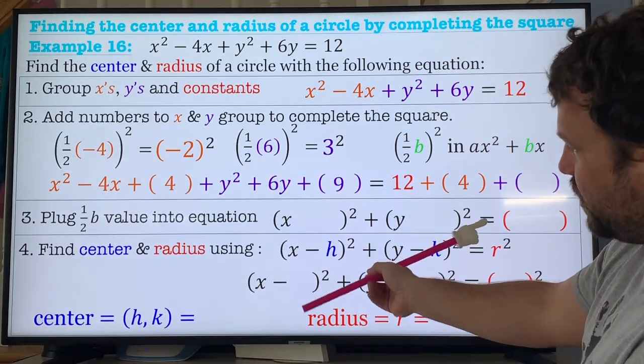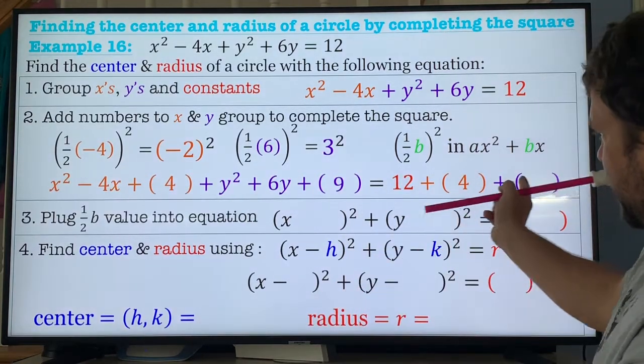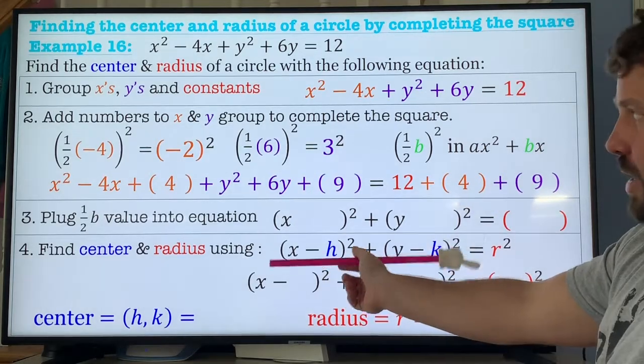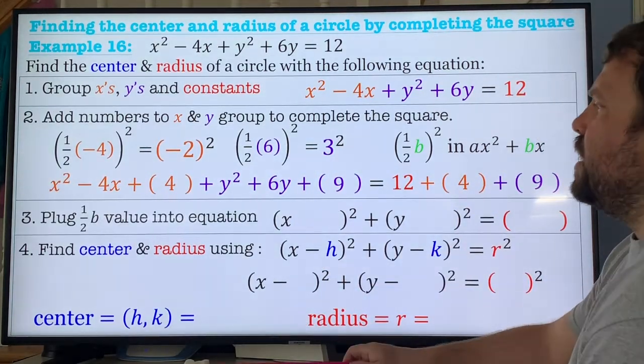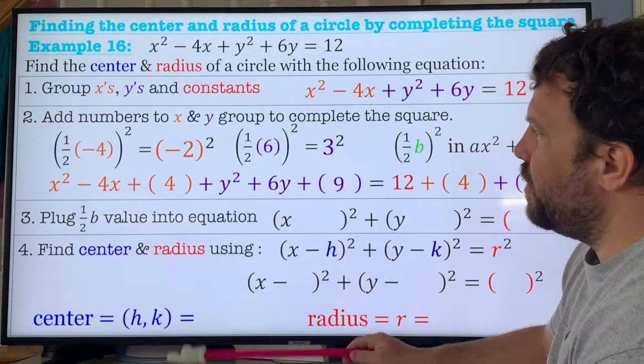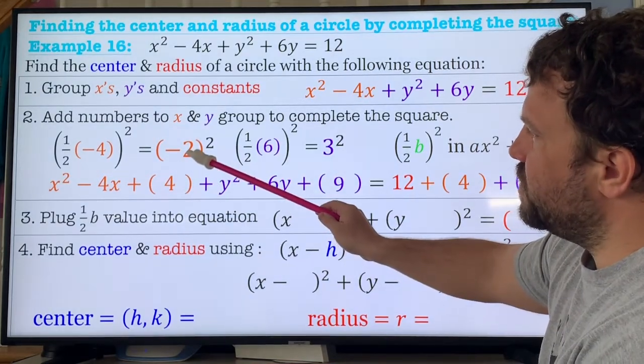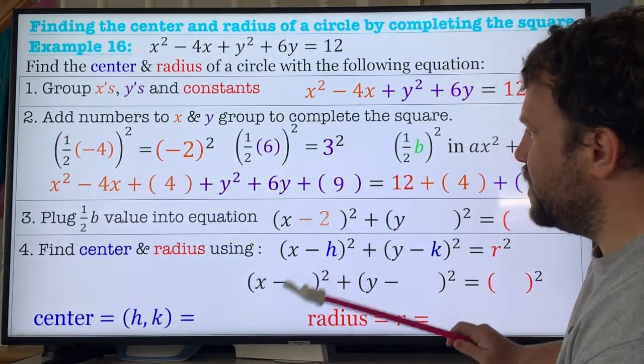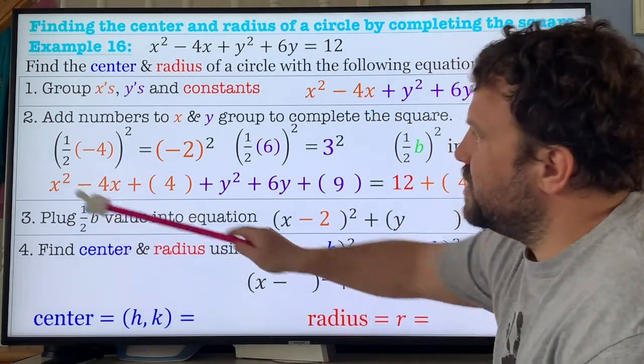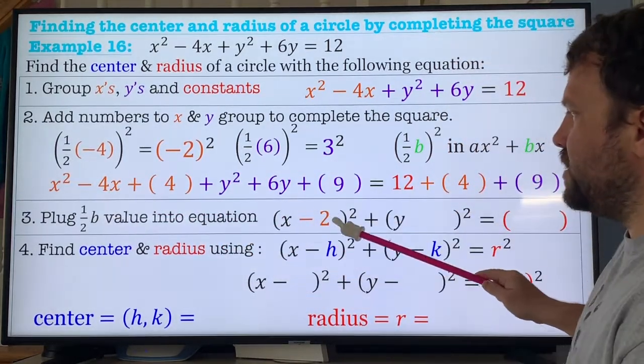Now my 9 makes my equation a little heavier over here, so to balance it out, add the 9 to the right. Now my equation is balanced. So why do we do that? Whatever this number is, what you're squaring, that goes into our equation. So this equals (x - 2) squared.